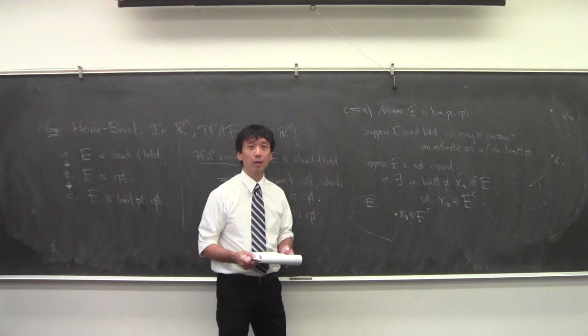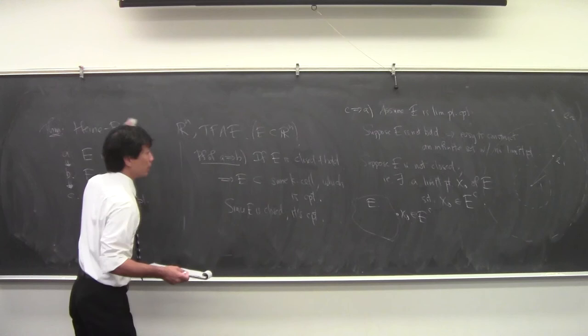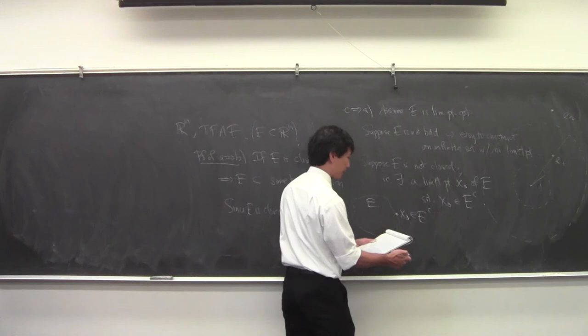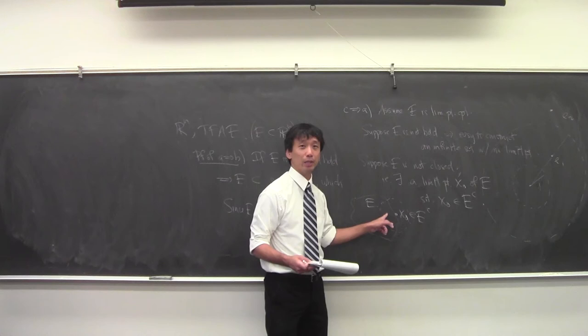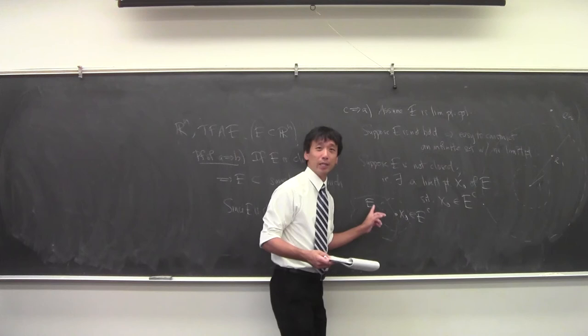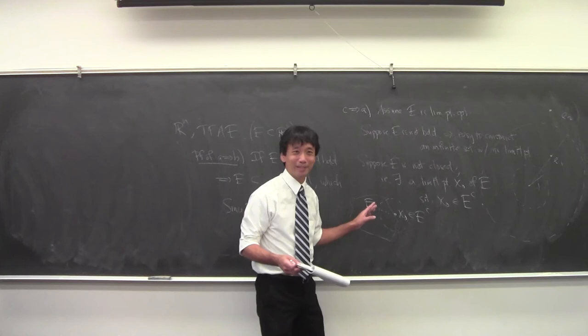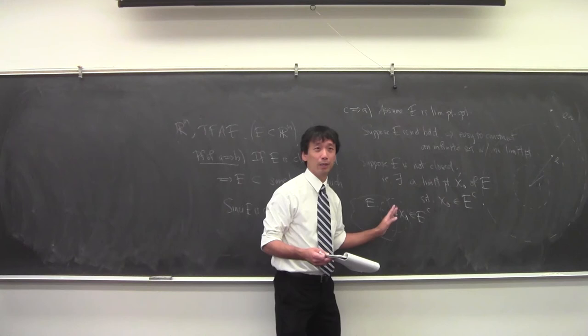But then we're going to get a contradiction with limit point compactness. How are we going to do it? Remember what it means to be a limit point. For every punctured neighborhood, there's somebody in E in that punctured neighborhood. So using that fact, we're going to create a sequence of guys in E that have X naught as a limit point, but X naught is not in E. So that contradicts limit point compactness, right? Limit point compactness means that every infinite subset should have a limit point in E. But this limit point is going to lie outside of E, and that's the contradiction. Okay, so let's make it.